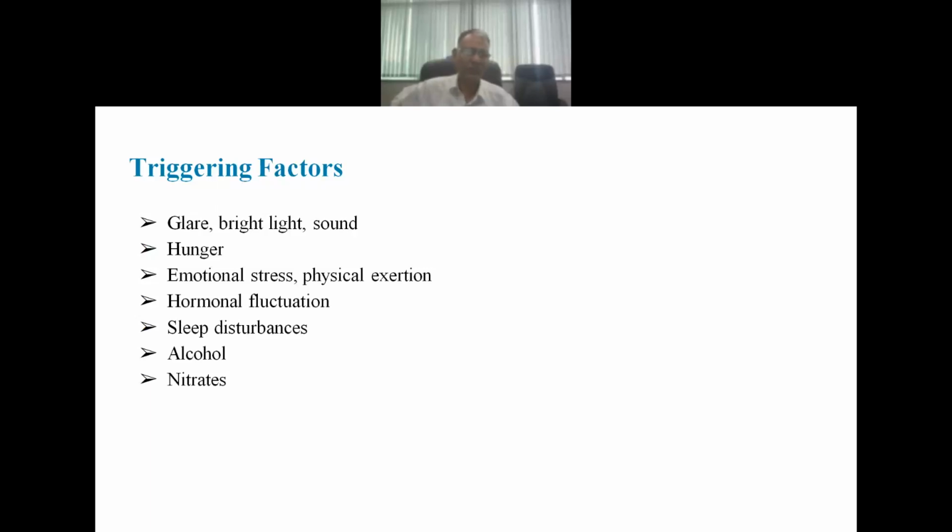Hormonal fluctuations, very often seen related to menses. Many patients will come with a history, and it is always good to inquire whether you get the attack of migraine during your periods. Sleep disturbances, if the patient is not able to sleep because of stress or physical strain, and then alcohol and nitrates, all these medicines can also act as triggering factors.